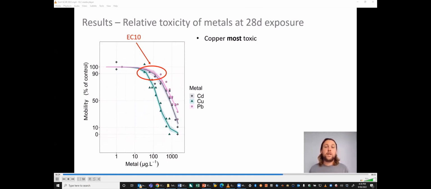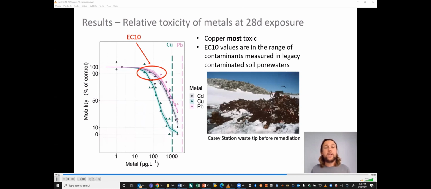In a previous study by Snape et al. in 2001, they showed concentrations of copper and lead well in excess of 1,000 and 6,000 micrograms per litre, respectively, in pool waters around the old Casey Station tip site. Summer meltwaters could potentially mobilise these metals as a concentrated metal pulse into interstitial waters within soils in the surrounding areas, likely elevating the concentrations well above the EC10 values recorded in this study.